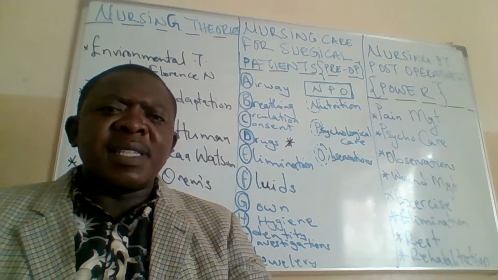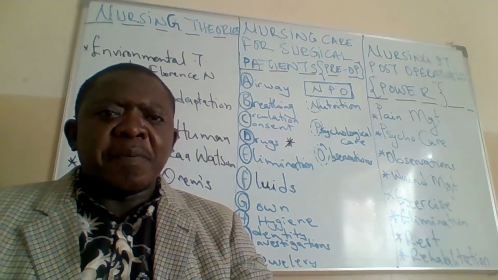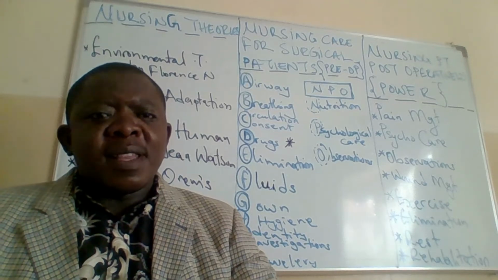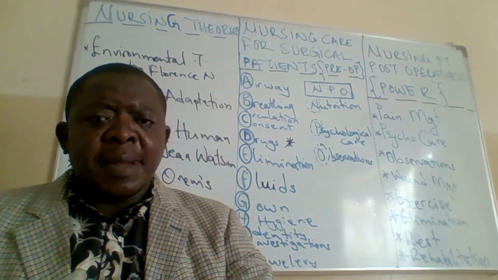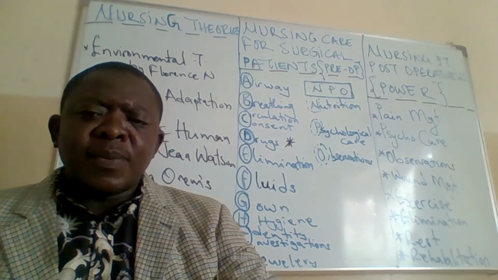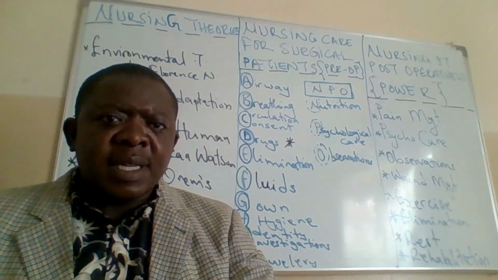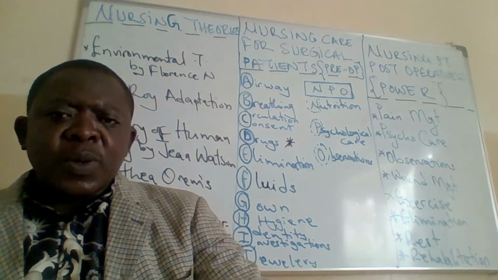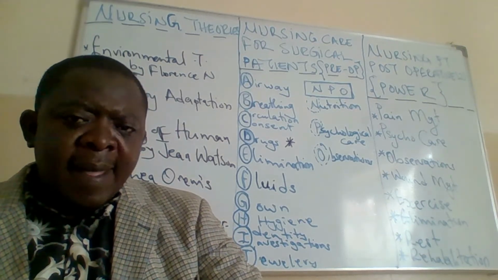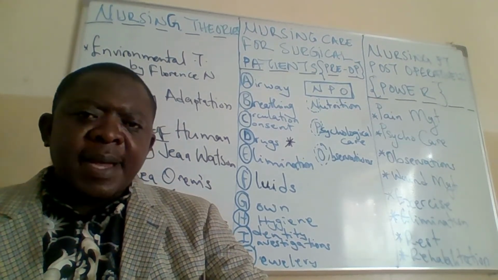That information is necessary on the identity band because the people in theater might not be so familiar with that patient. So it becomes easier for someone in theater to identify the patient and know the operation that needs to be done. So I is for identity band.